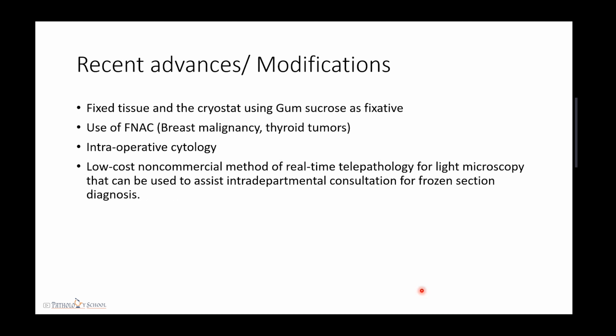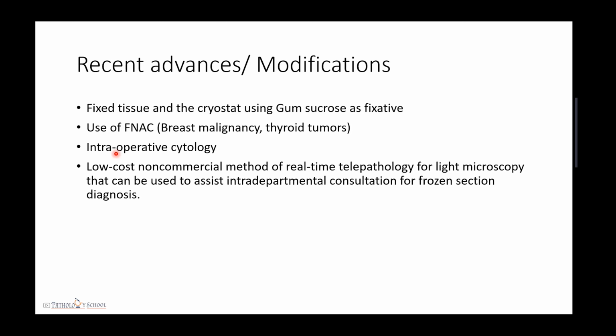Now coming to recent advances or modifications. There's this modification that nowadays they fix the tissue using gum sucrose as fixative, and then they use this fixed tissue in the cryostat. Till now, we were using unfixed fresh tissue in the cryostat for making frozen sections. So this is a modification where they use fixed tissue in the cryostat.